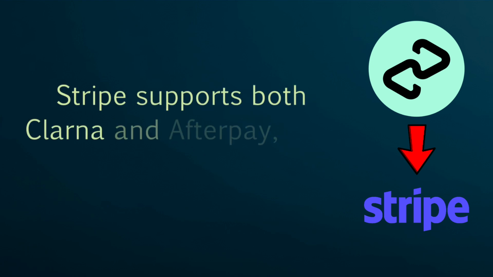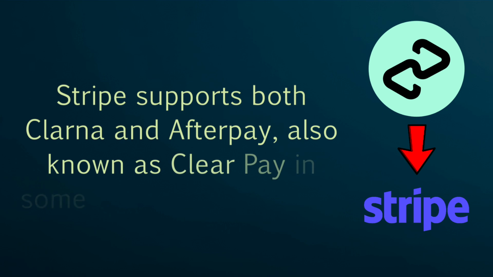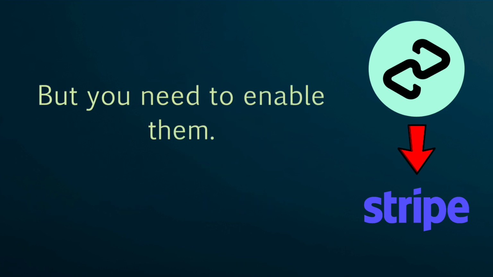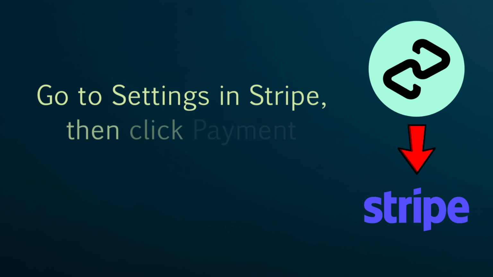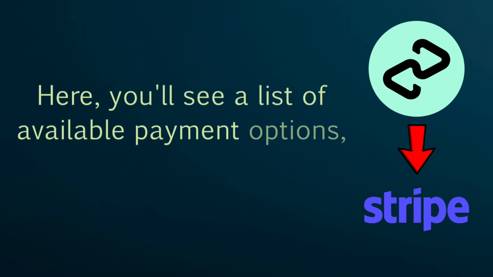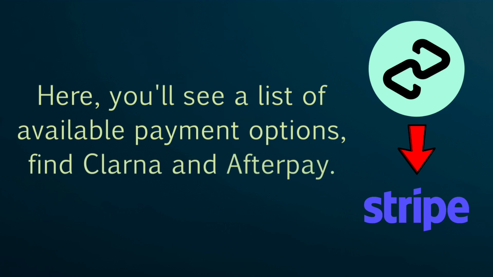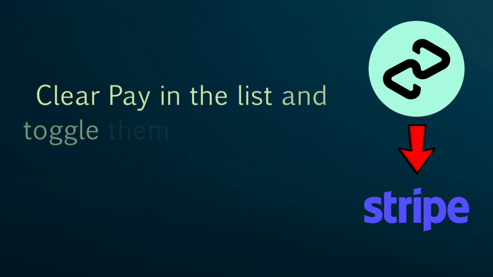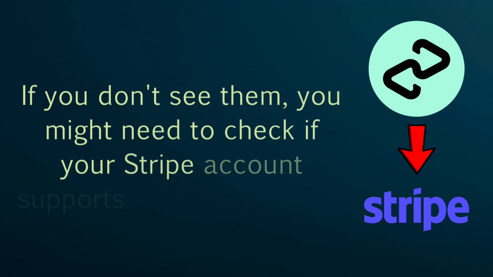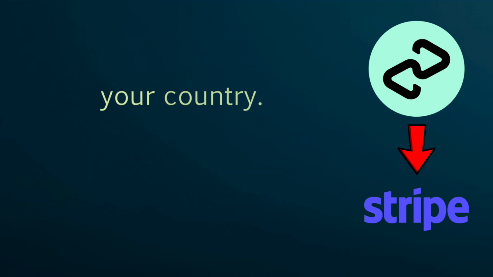Stripe supports both Klarna and Afterpay, also known as ClearPay in some regions, as payment methods, but you need to enable them. Go to Settings in Stripe, then click Payment Methods. Here, you'll see a list of available payment options. Find Klarna and Afterpay, ClearPay in the list and toggle them on to enable. If you don't see them, you might need to check if your Stripe account supports these methods in your country.